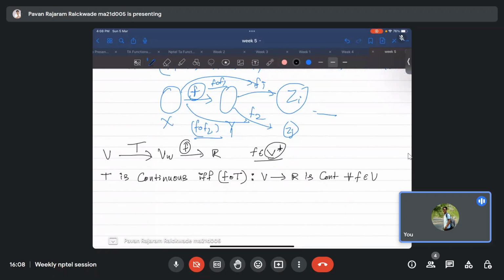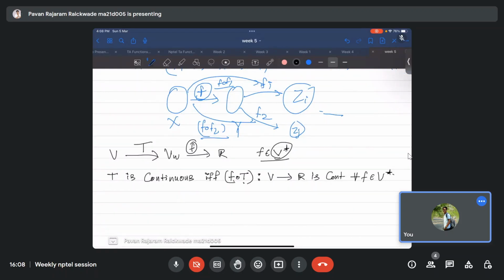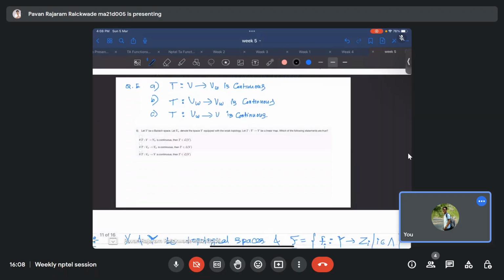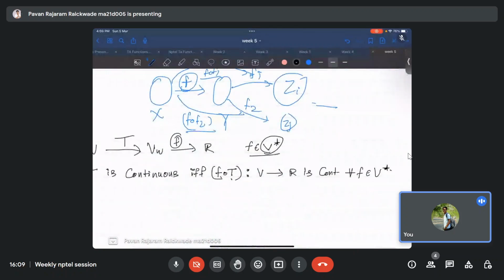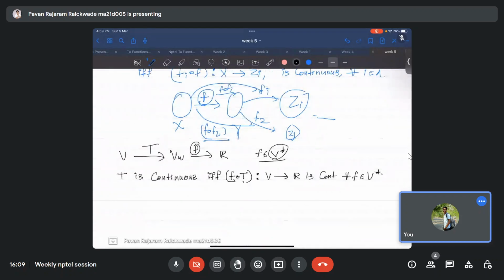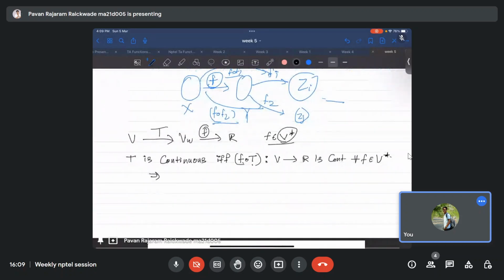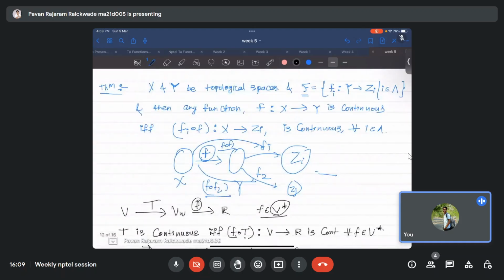So what we know, F is continuous, T is continuous, they have given, right? T is a bounded linear continuous operator, and F is continuous, so F composite T is continuous from V to R, right? So this will imply that T from V to VW is continuous. This is a simple use of this theorem.